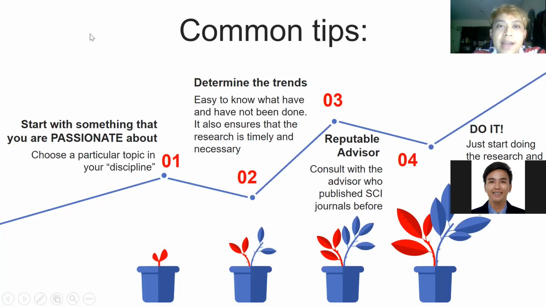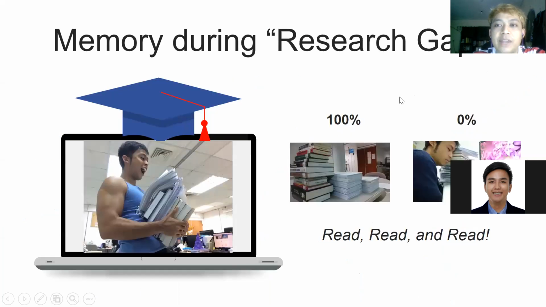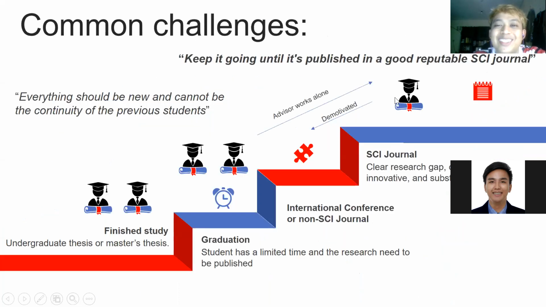Okay, these are the tips and the challenge. Start with something that you're passionate about. Then you need to determine the trends, for example COVID-19. And if you go to the capstone, there are so many chances for the IEMG, because we collaborate with many top universities. You can find some nice advisors. Then you just need to start doing it continuously. That's very important. Well, it's me when I was doing the research gap. Anyway, this is fine.